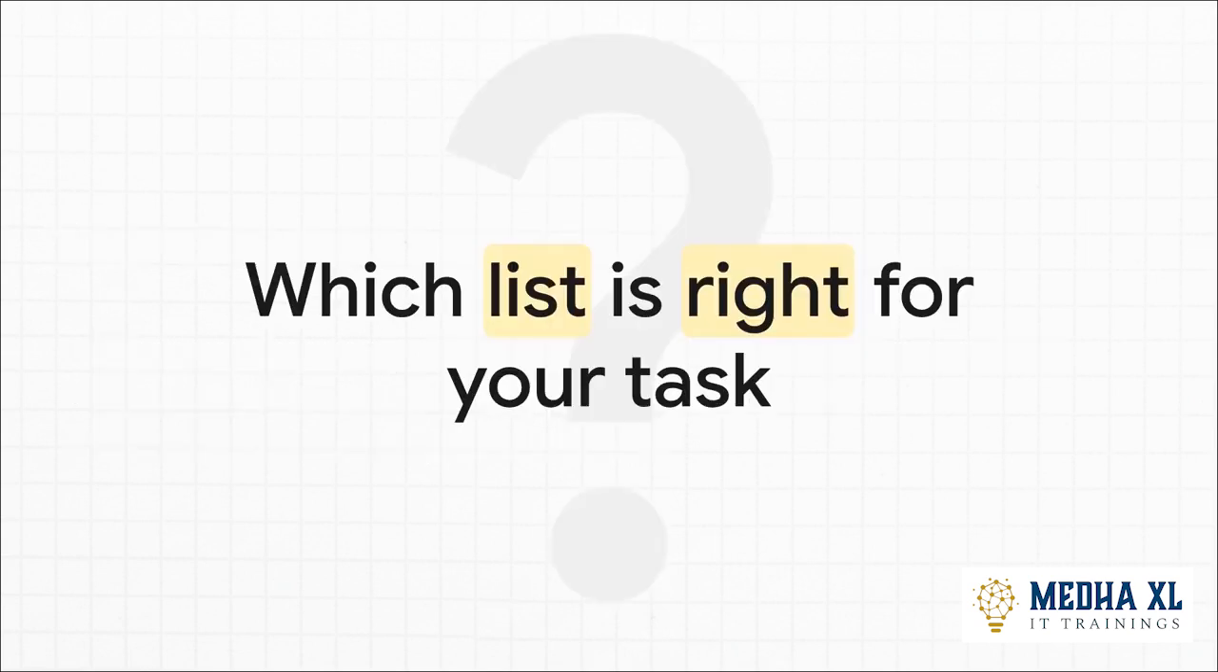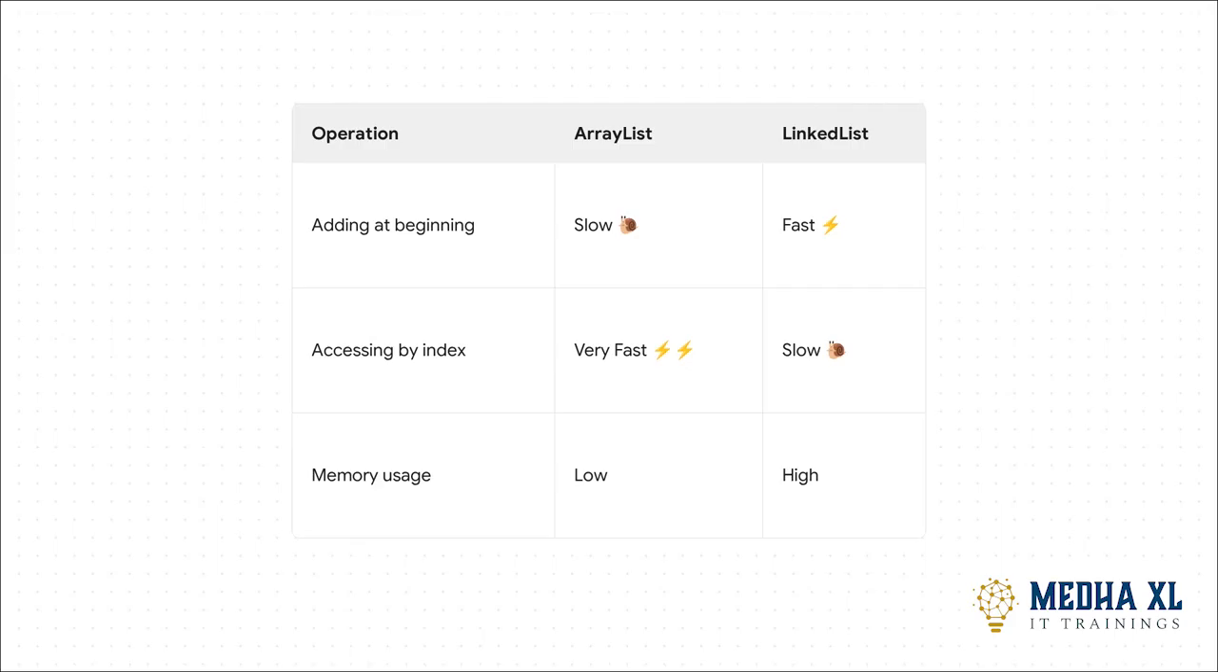Okay, so you've got 2 fantastic options for lists. So how in the world do you choose? Well, it all comes down to one thing: understanding the performance trade-offs for whatever it is you're trying to do. And here is that trade-off crystal clear. Need to grab an item by its index, say item number 500? ArrayList is instant, lightning fast. A LinkedList, though, has to walk the entire chain from the very beginning, so it's super slow.